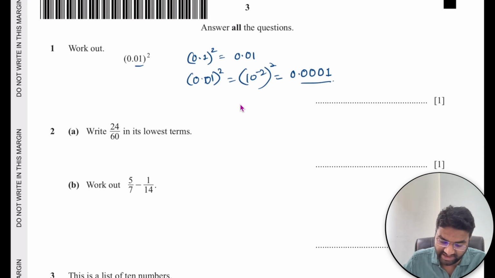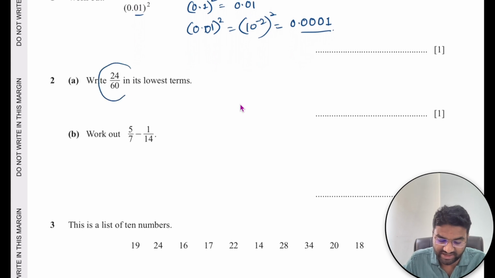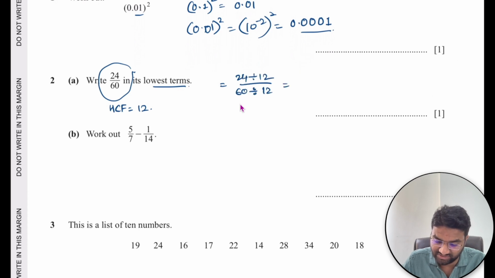Then next we have to write 24 by 60 in the lowest terms. Lowest means we have to simplify it. You can divide this by 12, because the HCF is 12. So we can divide 24 by 12 and 60 by 12, which is equal to 2 by 5. That's it.